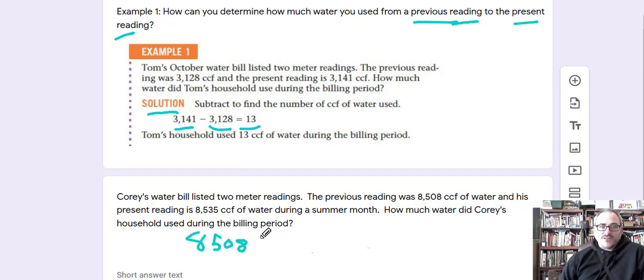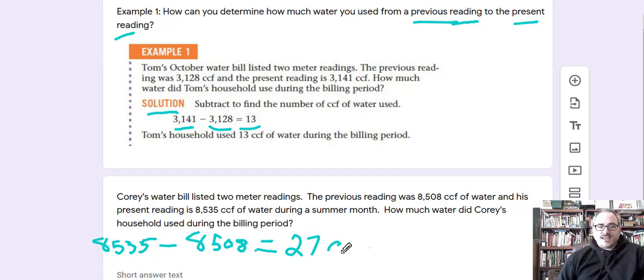So it's 8,508. That's the previous. And then the present is 8,535. I want to subtract the present minus the previous to give me a difference, and I think that's going to be 27. Alexa, what's 8,535 minus 8,508? 8,535 minus 8,508 is 27. There we go. You'd use your calculator for that, so that's what we got.